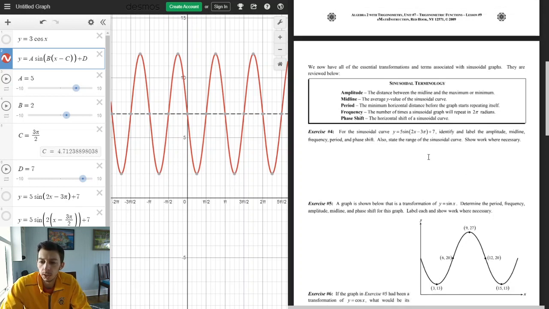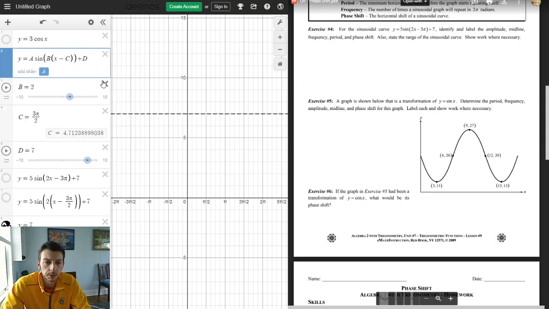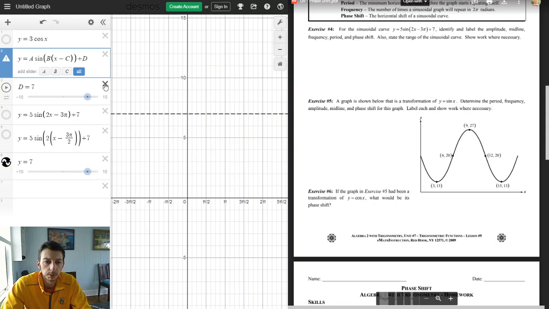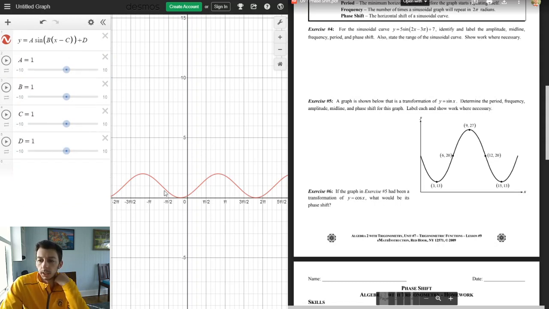All right, so for exercise 5, it says a graph shown below is a transformation of sine x. Determine the period, frequency, amplitude, midline, and phase shift for this graph. So I'll reset all my values here. I should just be able to cross everything out and make some new sliders. And my goal is to try and recreate this graph here on the page.